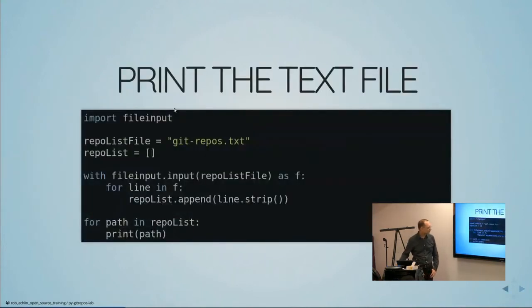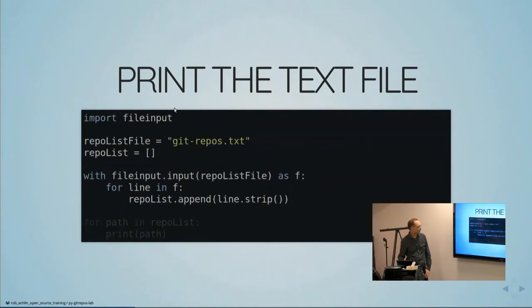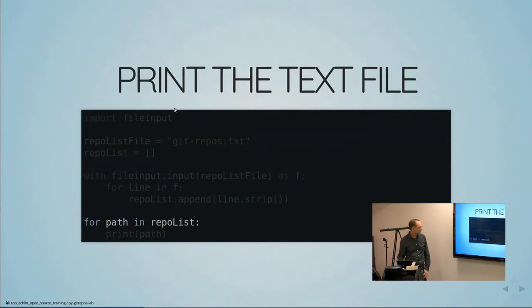Okay, so now we've got something that's all the same stuff. I've highlighted everything that hasn't changed. Now what we're going to do is take that repo list that we defined here and then filled, and again, line by line, for every line in it, we're going to call it path and assign that line to path each time through the loop, and then we're going to print that path.